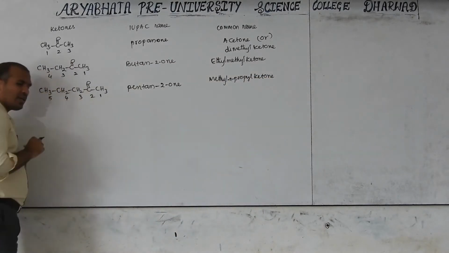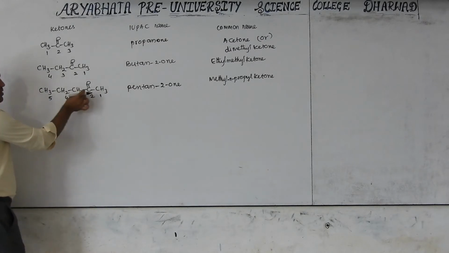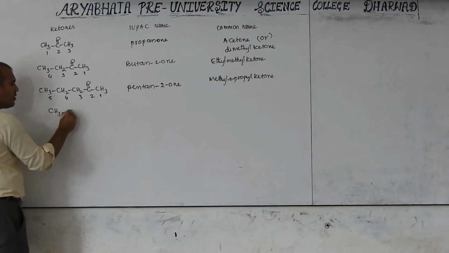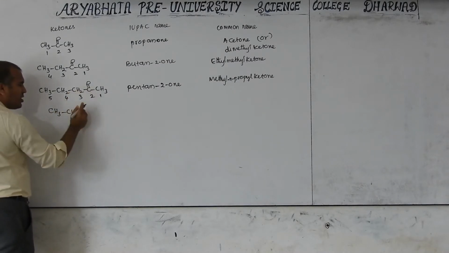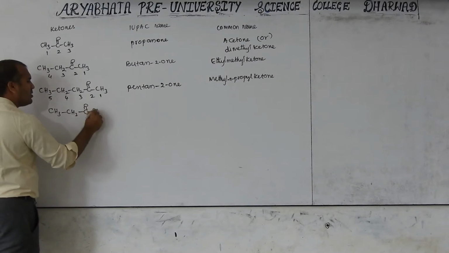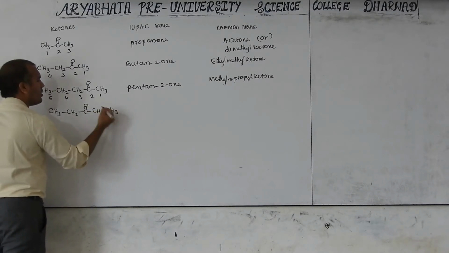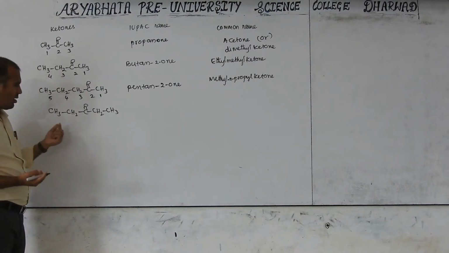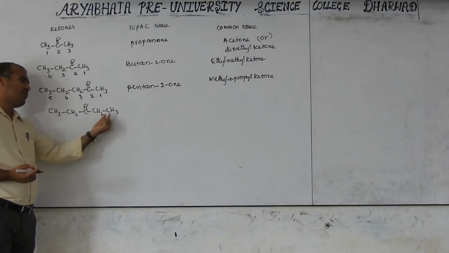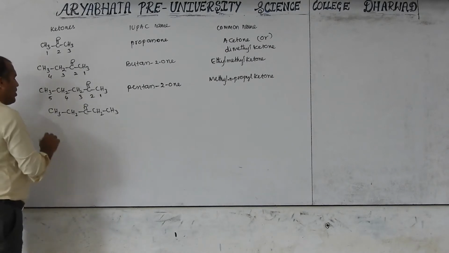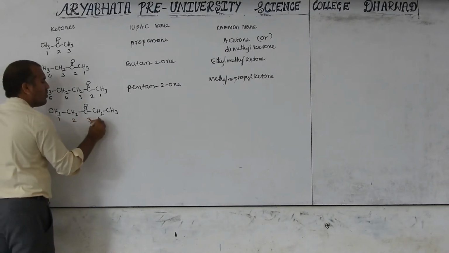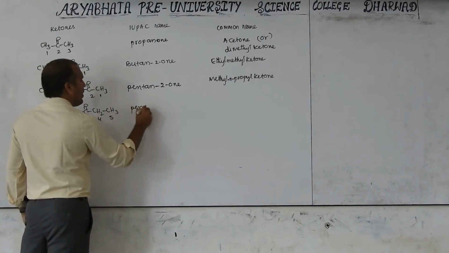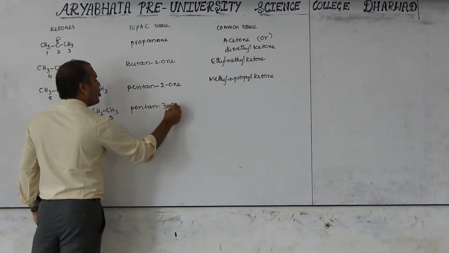Next, we can also write its isomer. If the C double bond O is at the middle position, then it becomes CH3, CH2, C double bond O, CH2, CH3. Now numbering left to right or right to left gives an equal number to the ketone. It is the third position from either side, so either direction is fine. This is the third position, so it is pentan-3-one.